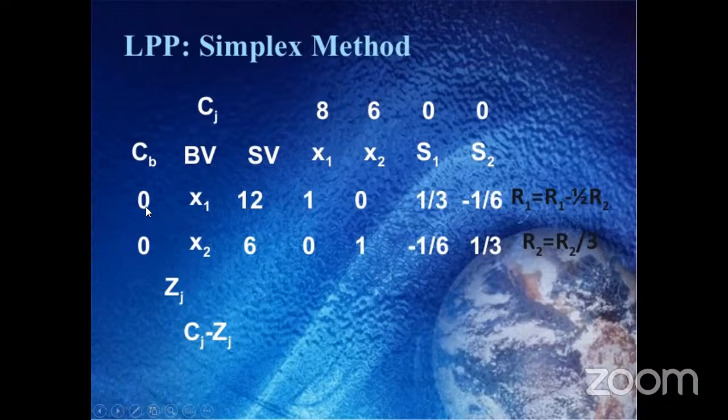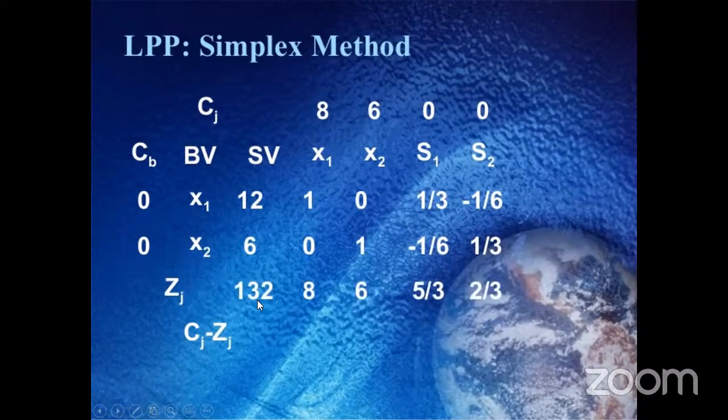First row is multiplied with the 8 plus second row is multiplied with the 6, because S1, S2 are replaced with X1, X2. Here in the place of CB, the coefficient of basic variables, X1 coefficient is 8, X2 coefficient is 6. So 8 into 12 plus 6 into 6 will be the ZJ value. 8 into 1 plus 6 into 0. 8 into 0 plus 6 into 1. Like that, if you multiply, you'll be getting the ZJ values in this way.